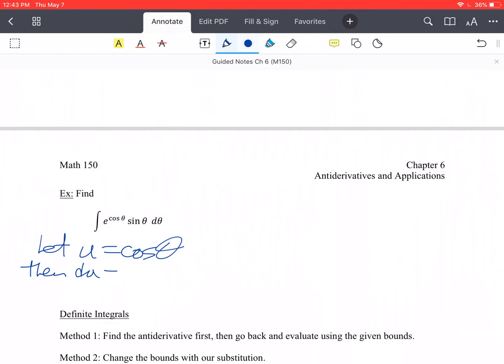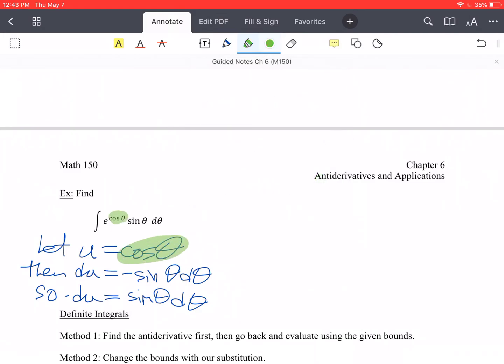Then du is negative sine theta d theta. So it almost matches, right? Except this one has a factor of -1 in it that our original doesn't. So just divide it away or multiply, whatever you want to do. So just negative du equals sine of theta d theta. And let's again always check to make sure it matches perfectly. So cosine theta, that's good. And sine theta d theta right there.